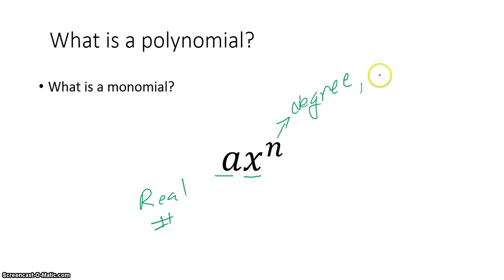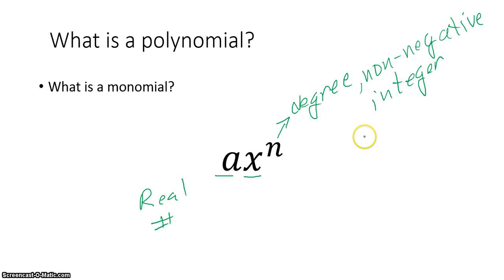Now we need to put some conditions on this degree. In order for this to be a monomial, it needs to be a non-negative integer. What does that mean? Well, that means that we can have 0, 1, 2, 3, 4. Any whole number that is positive or 0 is okay for the degree.